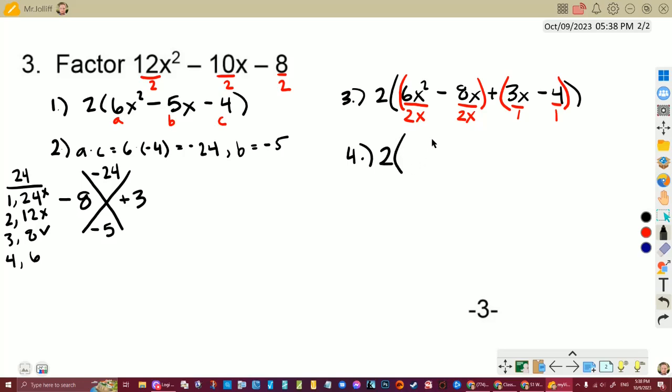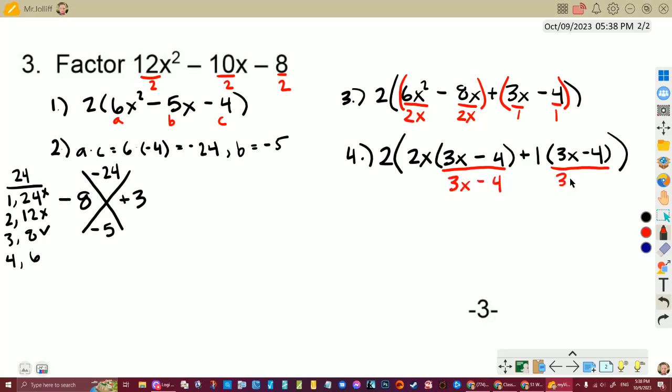So for my next line, I have 2x, and then in parentheses, 6 divided by 2 is 3, so 3x minus, and 8 divided by 2 is 4, plus 1, and then 3x minus 4. And again, the check on our work, those binomials should match, and they do. So we can factor out the common binomial. So we get 2 times 3x minus 4 times 2x plus 1.